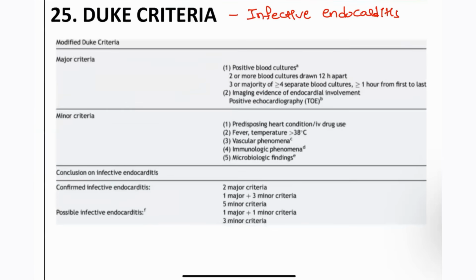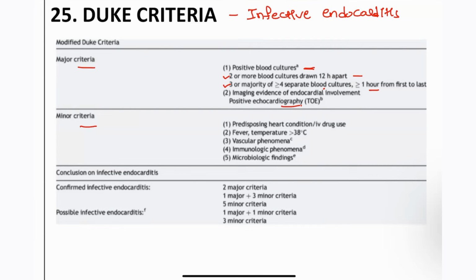Next, there are two different criteria. One is major, the other is minor. In the major criteria, there should be positive blood cultures, two or more blood cultures 12 hours apart, or three or four positive, with at least one from the last sample that you have taken. Along with that, either the positive culture or echocardiography positivity, where you see vegetations in the endocardium.